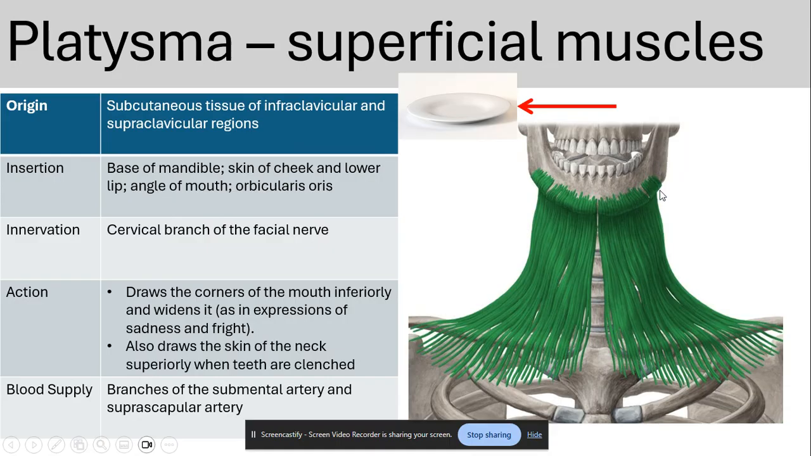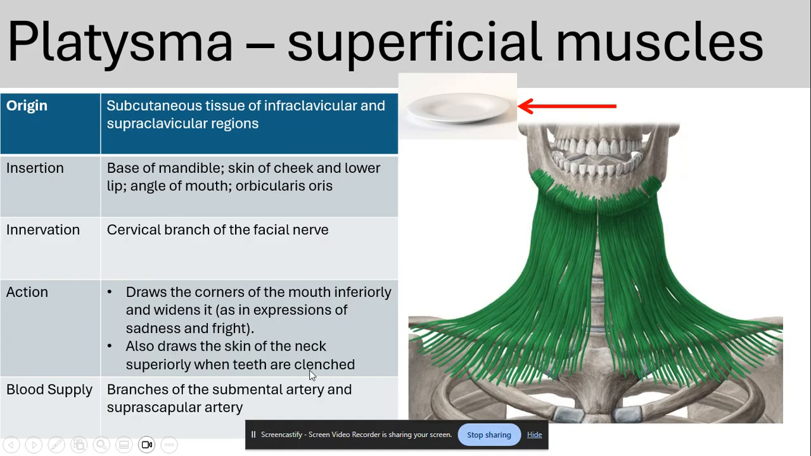Muscles are not only attached to bones, they're also attached to the skin. So skin of the cheek and angle of the mouth, and orbicularis oris. Innervation is the cervical branch of the facial nerve, which is CN7. Action is to draw the corners of the mouth inferiorly and widen it, as in expressions of sadness and fright. You can widen your mouth and take it below.